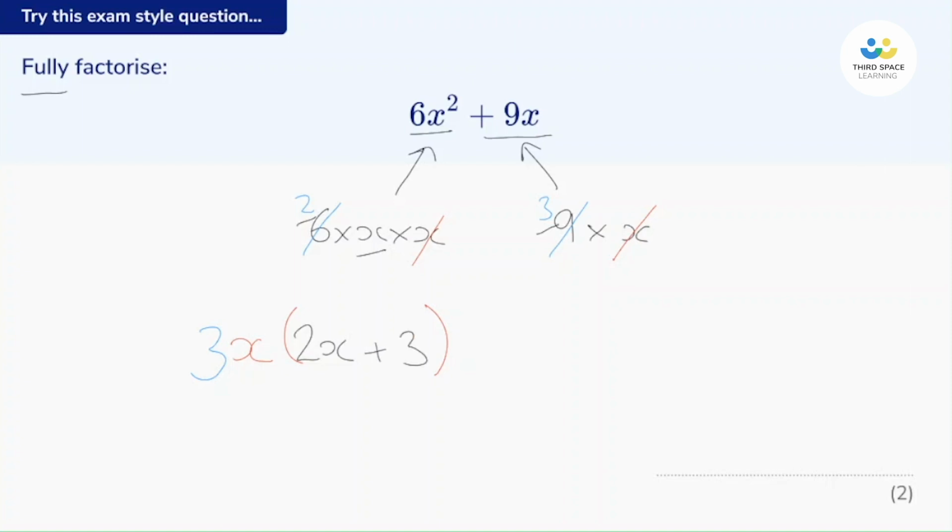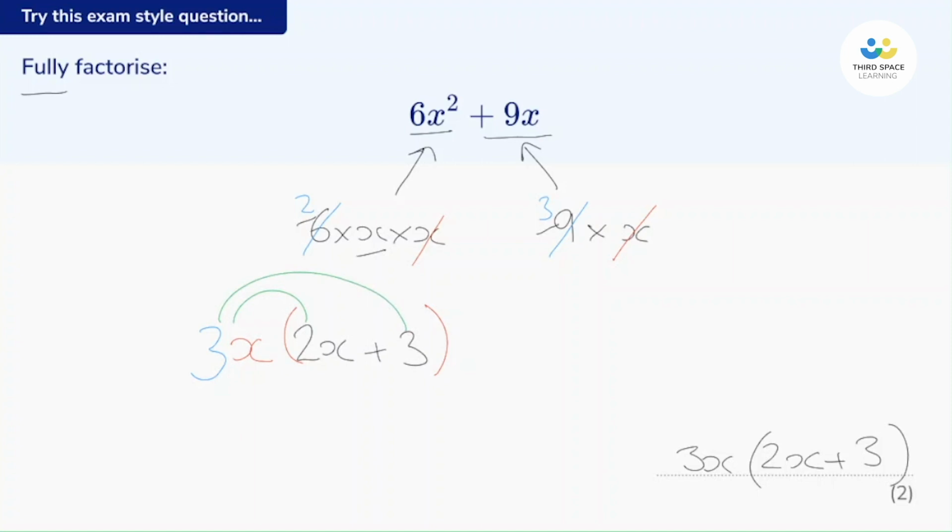So let's pop that on the answer line. 3x bracket 2x plus 3. And we can make sure that this is fully correct. So 3x multiplied by 2x is 6x squared, so that works. And 3x multiplied by 3 is plus 9x, so that's great.